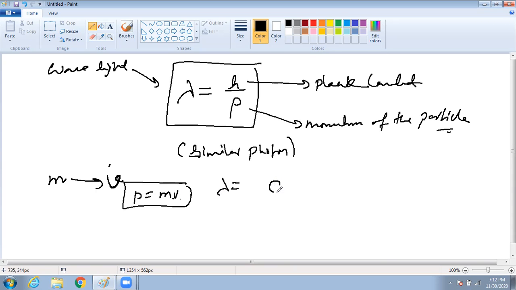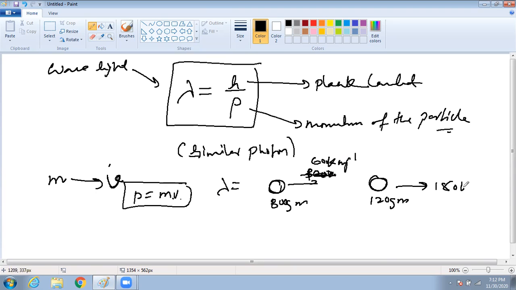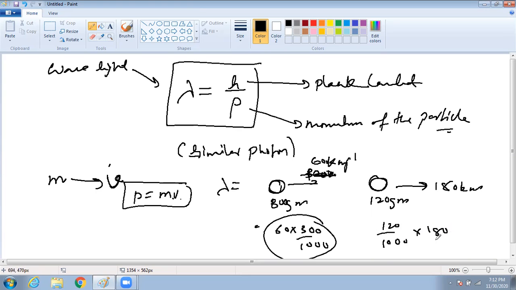So that means you have a football, which is maybe 300 grams, and you have a cricket ball, which is 120 grams. This is moving at a speed of maybe 60 kilometer per hour, and this is moving at 150 kilometer per hour. So what will be the momentum? The momentum will be 60 into 300, you have to convert it into kilos, 300 by 1000, and this will be 120 by 1000 into 180 kilometer per hour. So you got the momentum and you know the h.